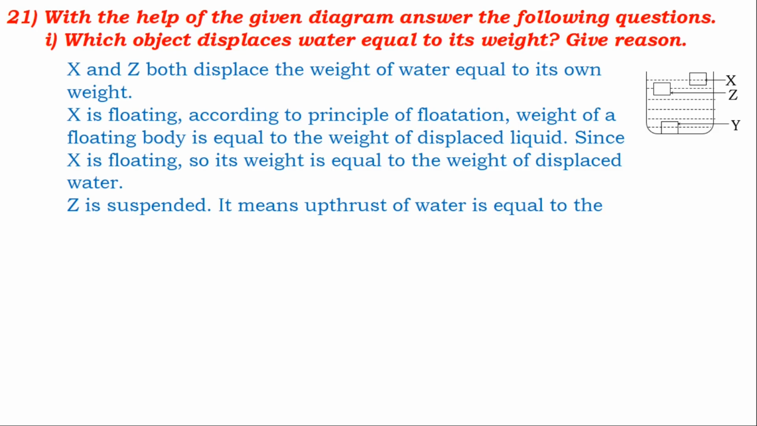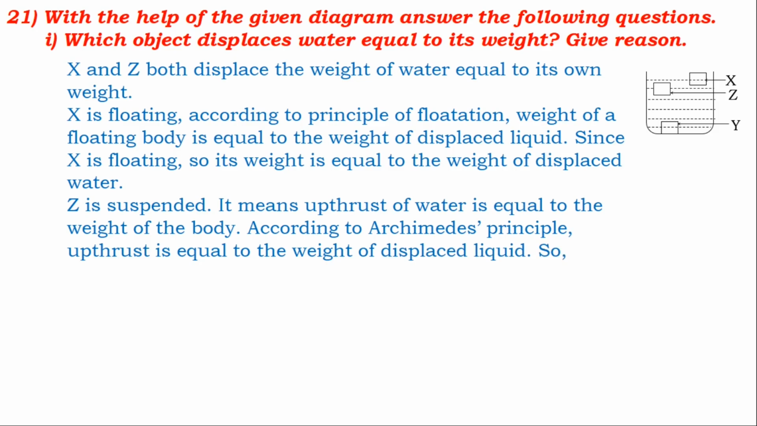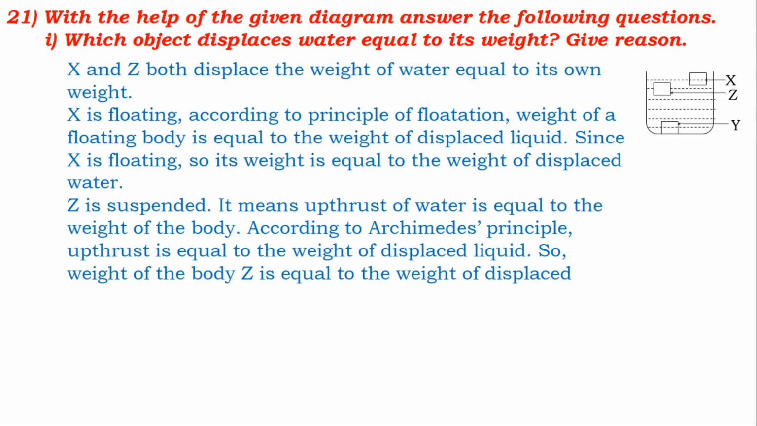Okay, now another part, Z is suspended. It means upthrust of water is equal to the weight of the body. According to Archimedes' principle, upthrust is equal to weight of displaced liquid. So, weight of the body, Z, is equal to the weight of displaced water. Okay, now let's go to another question.